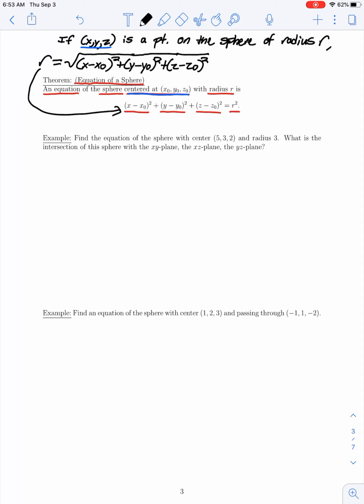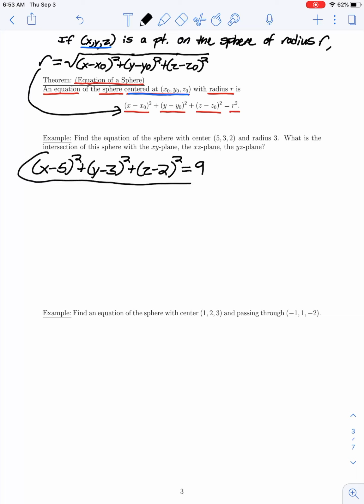Here we were given the center and the radius, so substituting directly into our formula for the equation of a sphere, we would have (x - 5)² + (y - 3)² + (z - 2)² equal to the radius squared. Our radius was 3, so 3 squared gives us 9. So this is the equation of that sphere.